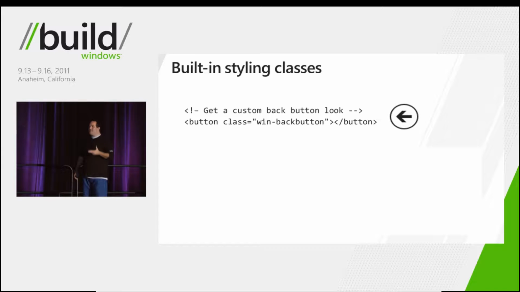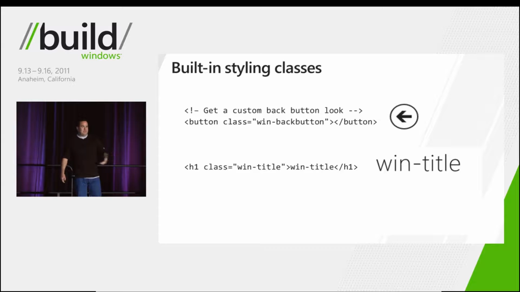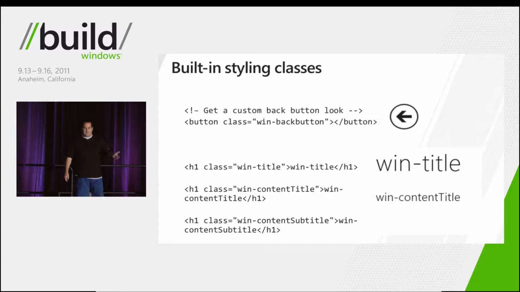We can do the exact same thing with text elements. For example, here's an H1 class. If I give it the win title class, and again, this is a class that's already been defined in the default style sheet, then my normal H1 style gets turned into a title class. If I wanted to do, say, a content title as opposed to a main title, then I can use the win content title class, and I get a different look. Same thing is true if I use the win content subtitle.